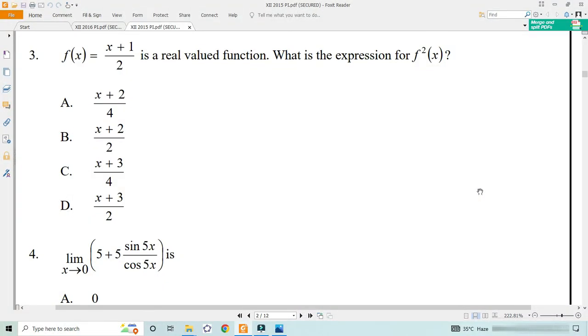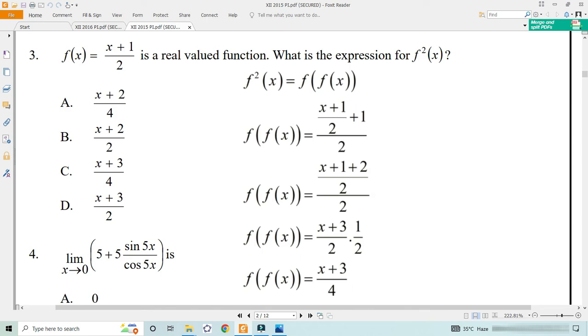In third MCQ, we have to find f2 of x, which means f of x. To find this, we have to replace x by x plus 1 upon 2. And by doing this and simplifying this, we get the answer x plus 3 upon 4. So the key is C.